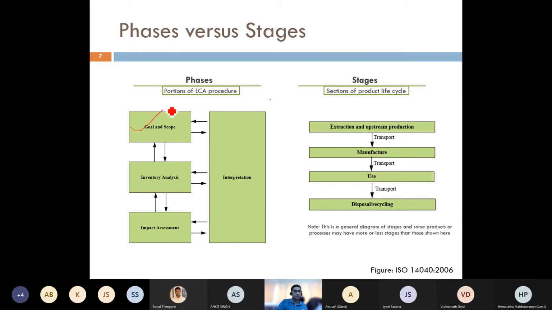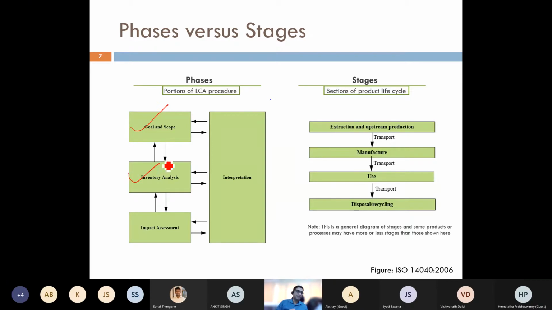The first one is the goal and scope, which means you need to define what you are intending to do, what your audience is, what the functional unit is, what the system boundary is, and what the basic assumptions are. To put it straight, what are the assumptions you are undertaking while doing this LCA?